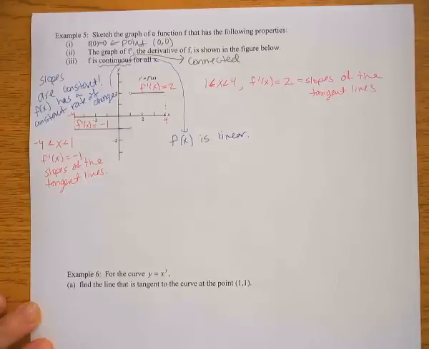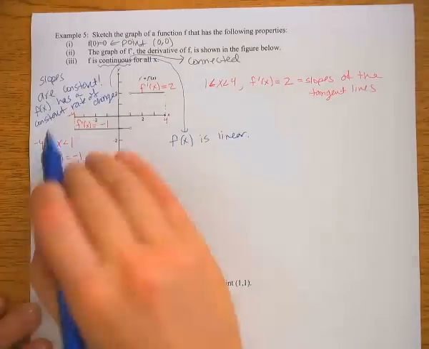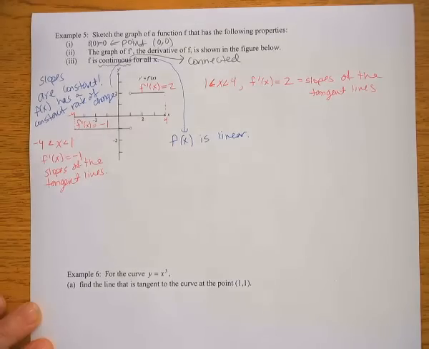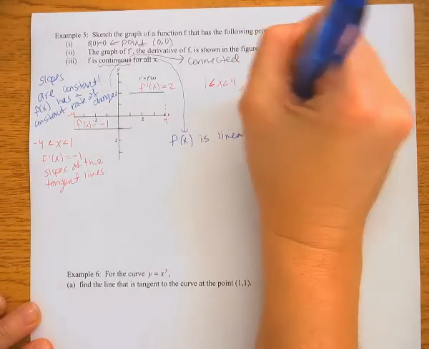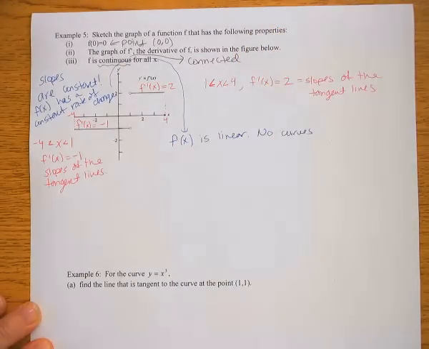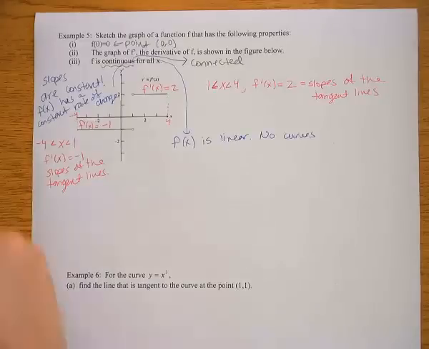Because linear functions are the only ones that have constant rates of change. Any other function would have curves. So this function has no curves. Okay, so let's go ahead and make an attempt at its graph.